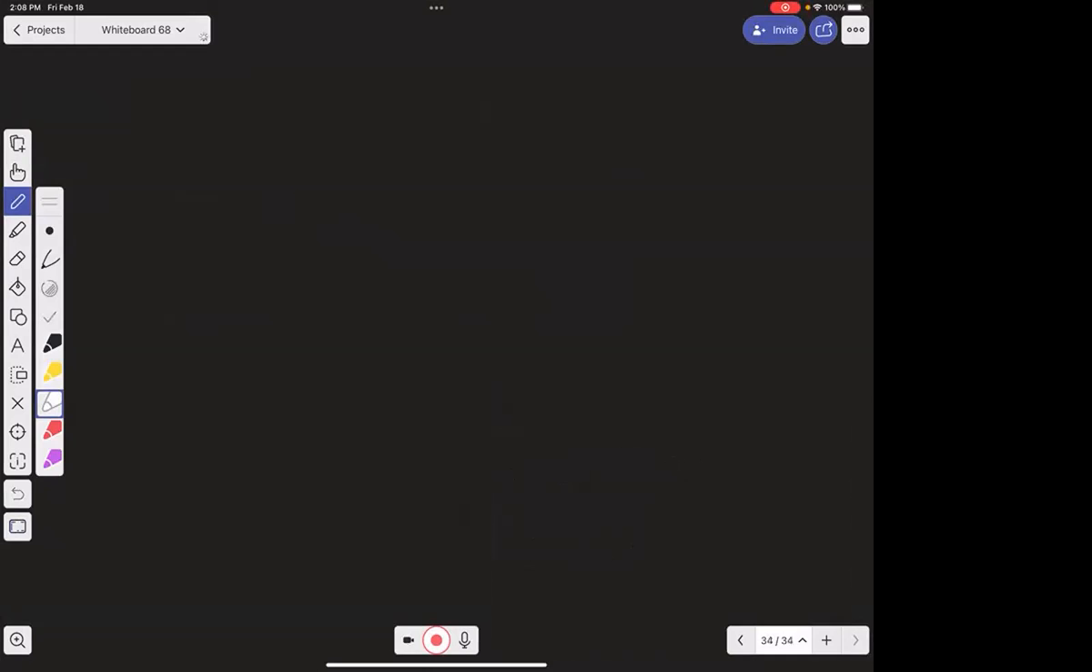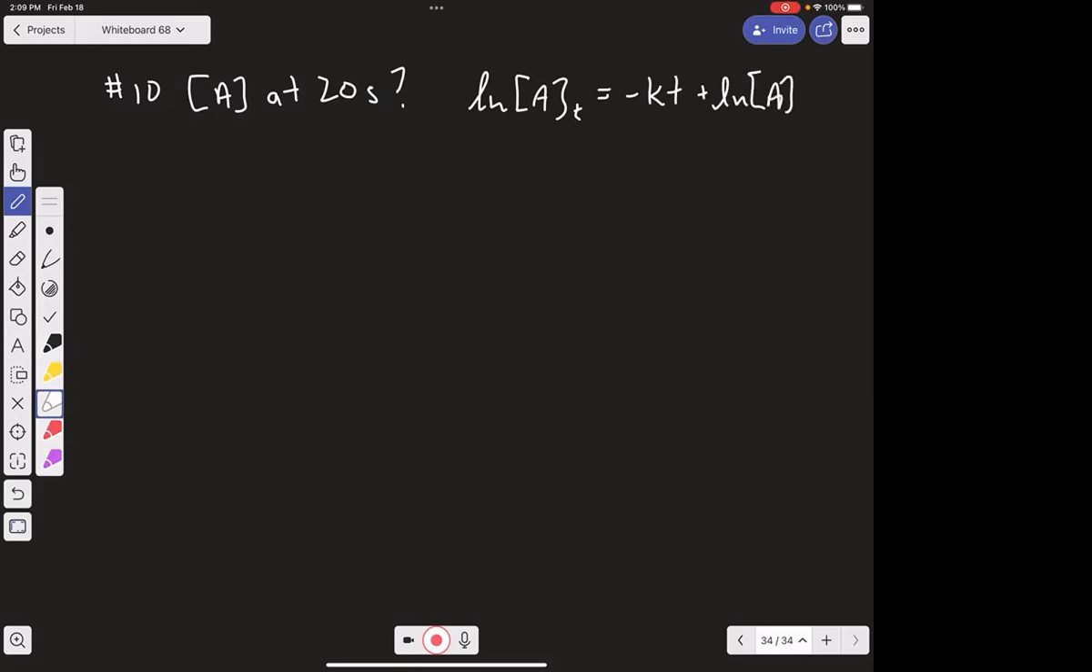All right, that was question 9. Question 10. It's just a continuation. We're going to use the same equation. So question number 10 basically said, what's the concentration of A at 20 seconds into the reaction? Well, previously we just found the rate constant. So now we're just going to find concentration at a new point in time. So my new point in time is, I'll write out the equation first. First order, so natural log of concentration at time t equals negative kt plus natural log of my initial concentration.